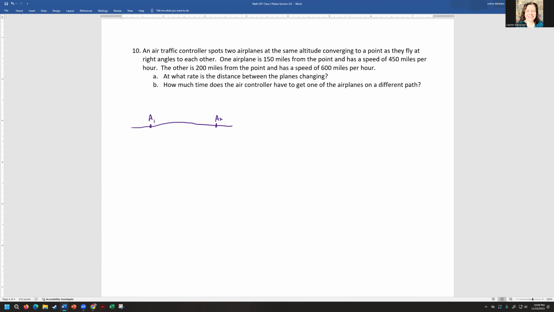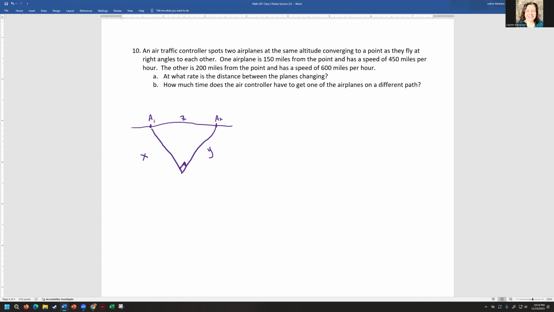They are currently, it tells us at some point how far apart they are from each other. No, it doesn't. We'll have to find that. Okay, so, but they're flying towards each other at a right angle. So imagine them both heading towards this path, and this is a right angle. Okay, so we have the first airplane. We're going to call this side of the triangle X, this side Y, and we'll call this side Z.